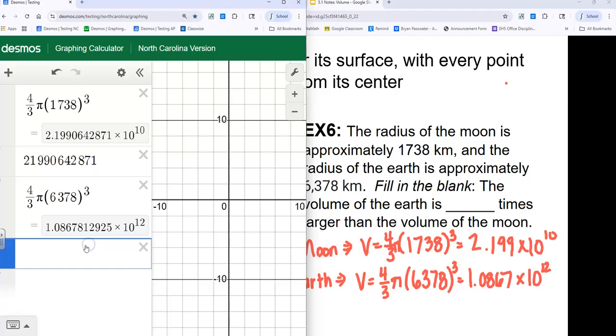Okay, so that means you would take this number and move the decimal places. So we'd have 1086781292500, because you move it 1, 2, 3, 4, 5, 6, 7, 8, 9, 10 places, and then you've got to go 2 more. That's where I get those extra 2 zeros right there. So these numbers are really big. How am I going to tell how many times bigger the Earth is?